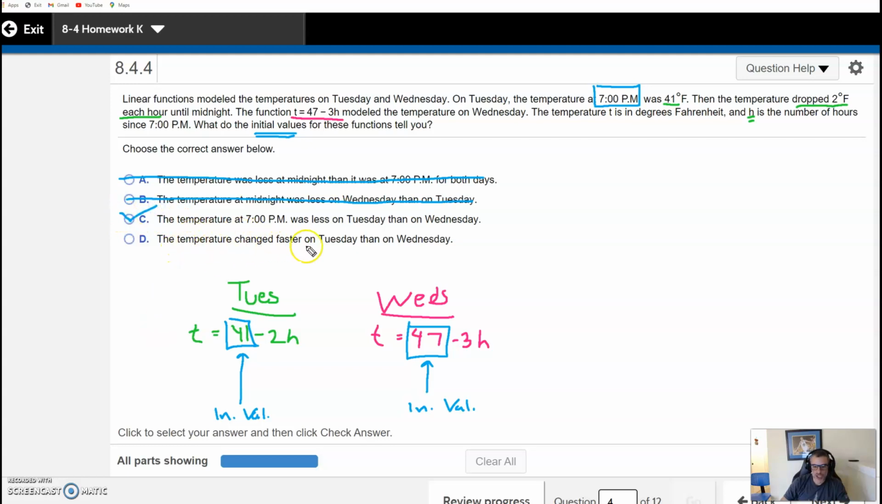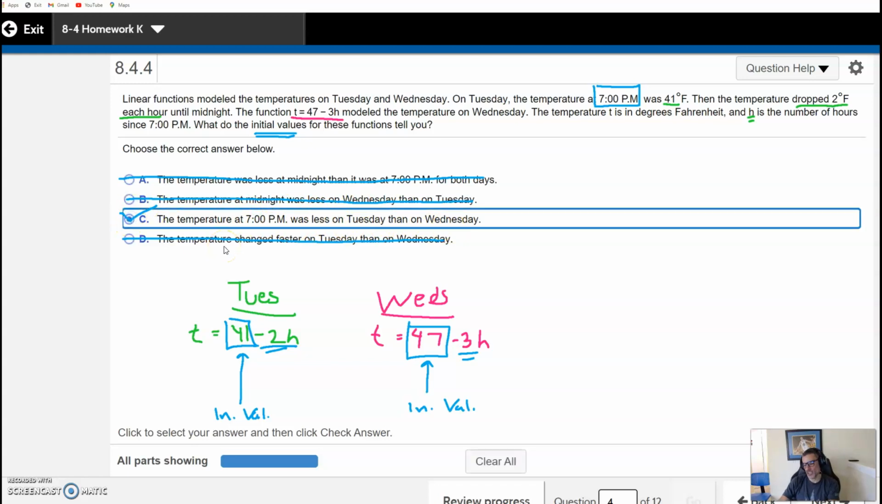The temperature changed faster on Tuesday than on Wednesday. That's actually not true. The temperature is changing 2 degrees every hour on Tuesday, 3 degrees every hour on Wednesday. So it's actually going faster here. So again, D is also true, but it doesn't answer the question. It doesn't answer what do the initial values tell you. So our correct answer for this one, the temperature at 7 p.m. was less on Tuesday than on Wednesday.